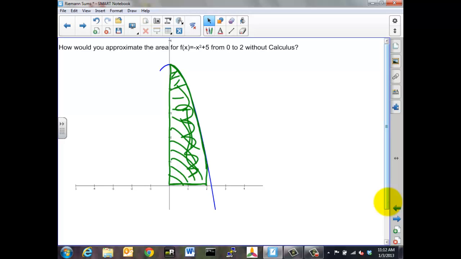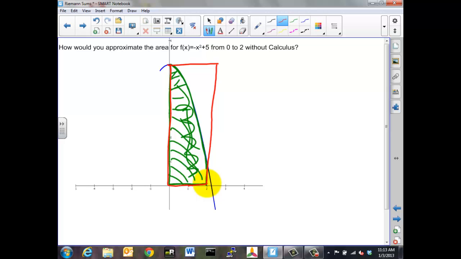Can you tell me a number and say, I guarantee you the area is less than this amount? Yeah, we could find the area of a rectangle. Where would you like to draw this lovely rectangle? Going from 2 and then straight up. Okay, straight up, and where do you want to stop? I want you to go to the left. Right there? Yeah. Okay.